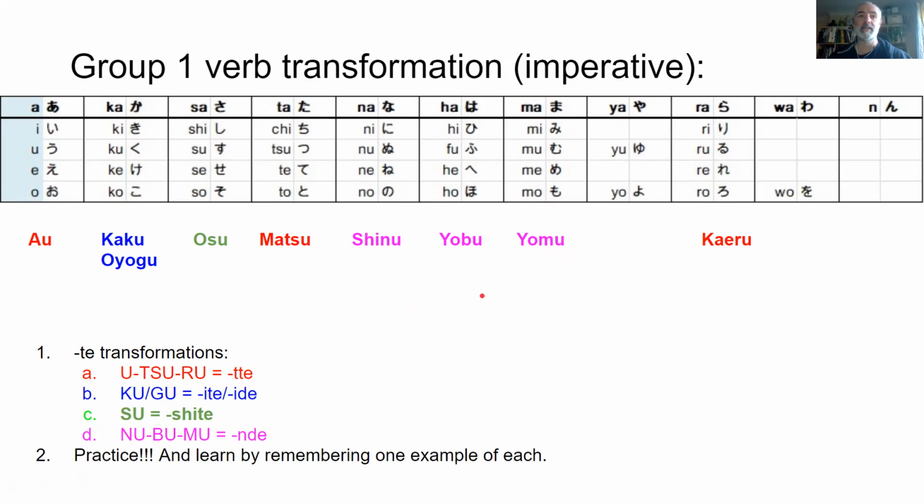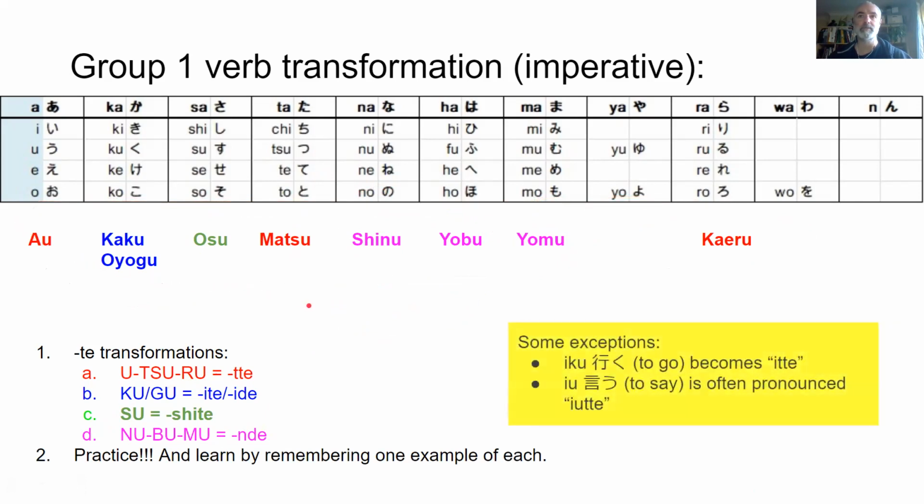You need to practice these and learn by remembering one example from each column, as I've got here. I recommend using these ones. There is one exception, which is iku.